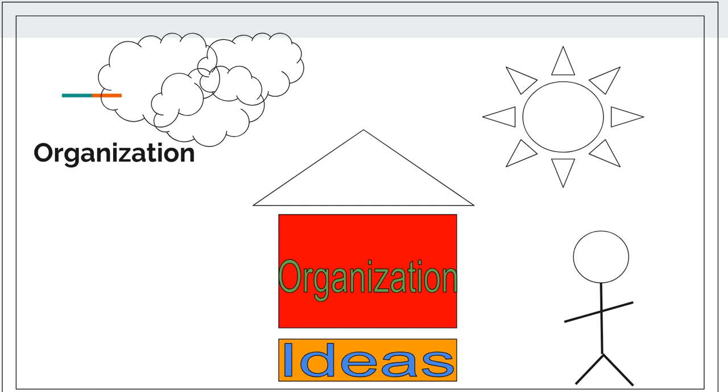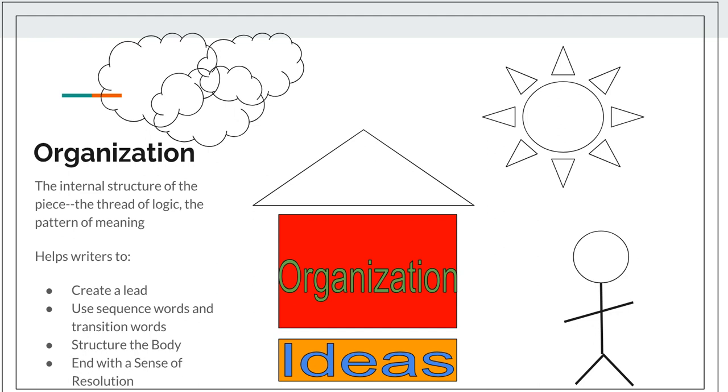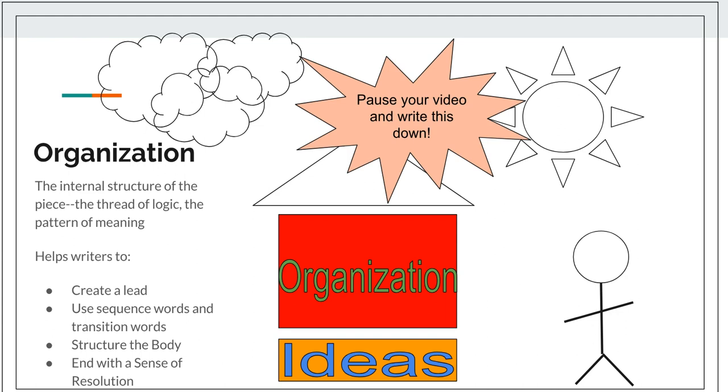Organization gives the piece internal structure. It's a thread of logic and a pattern that gives meaning to the words that you are using. This helps writers to create a lead, use sequence words and transition words, and structure the body, as well as end with a sense of resolution. Pause your video and write down that organization is the internal structure and logical order of a piece.